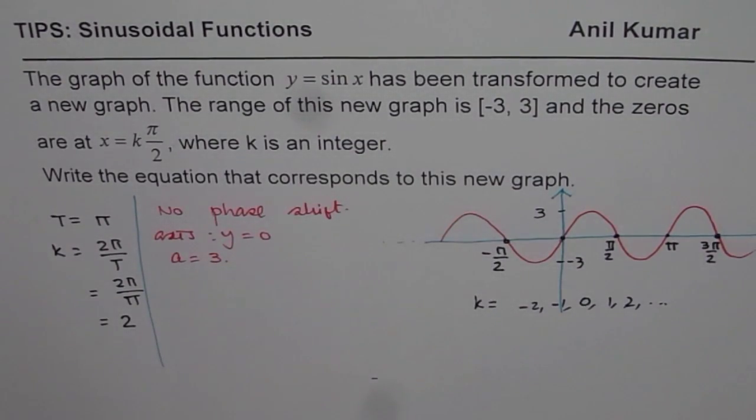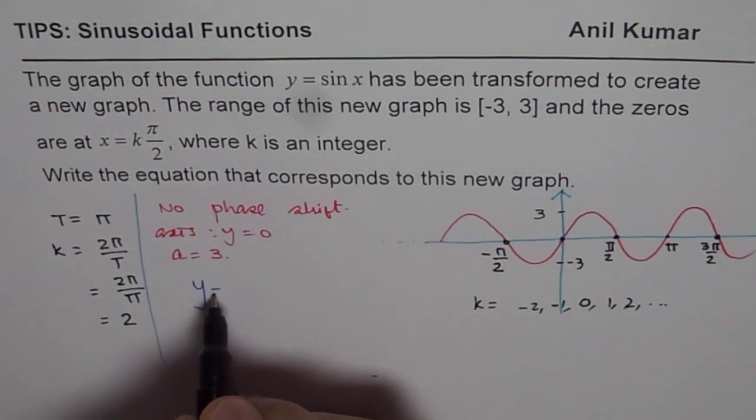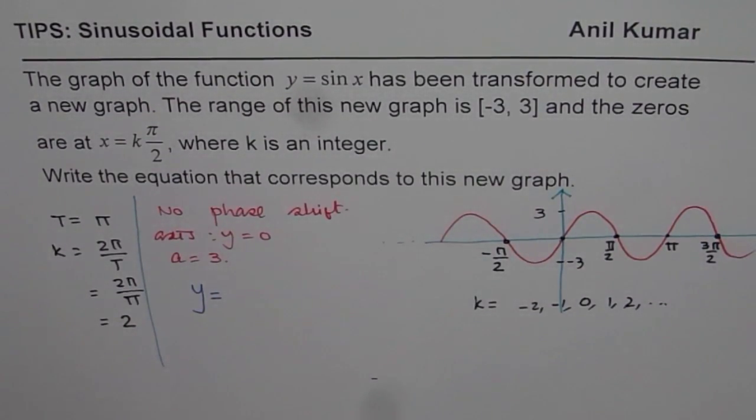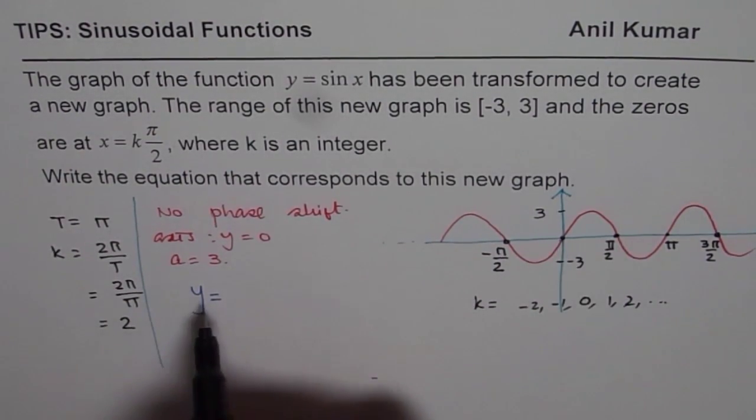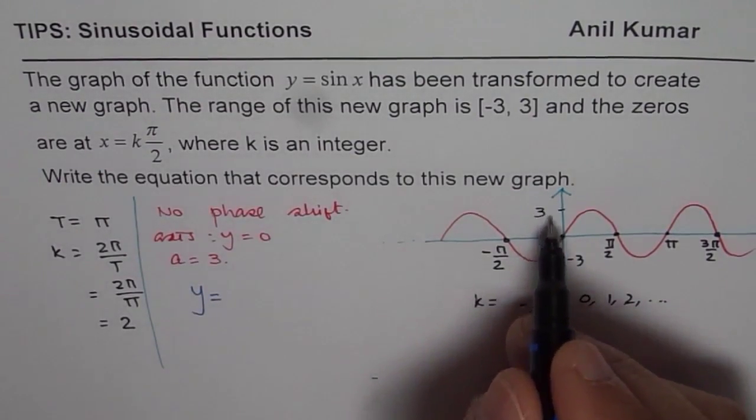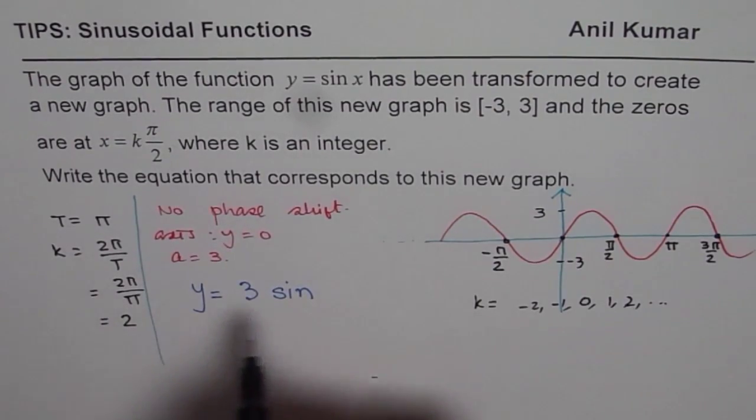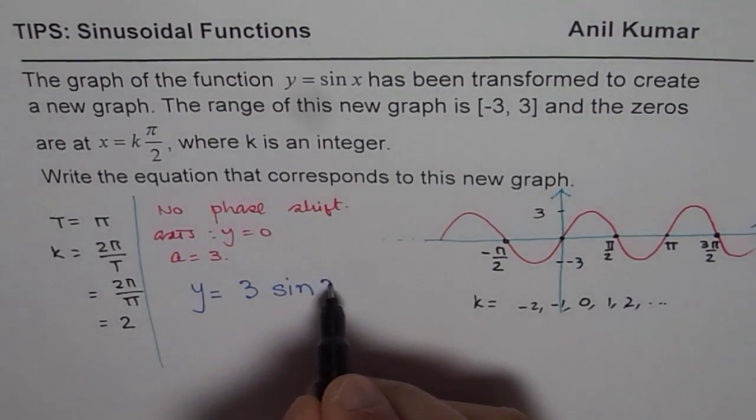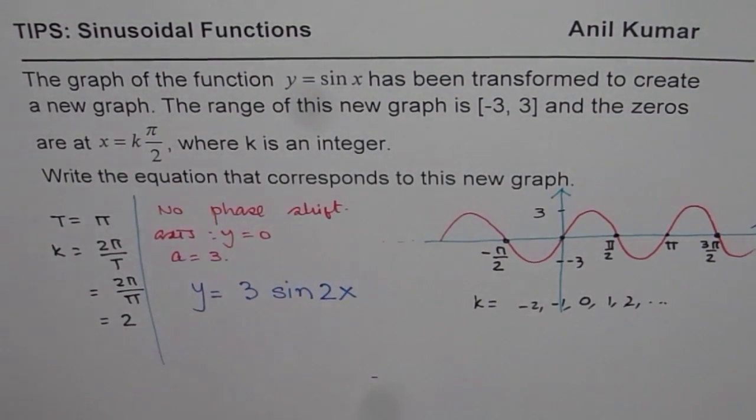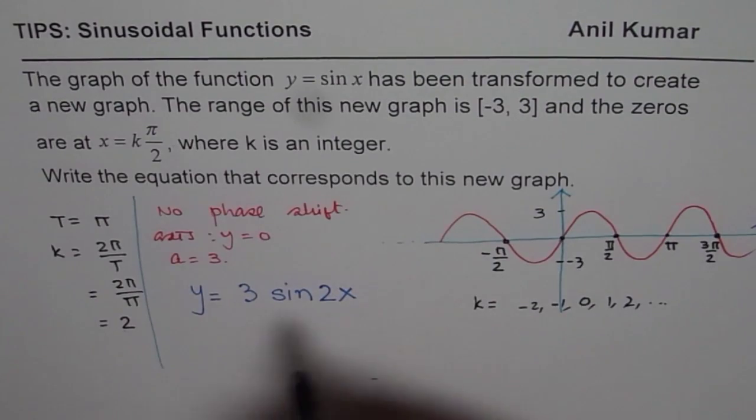So combining all these terms, we can now write the equation as y equals, the time period has changed, and amplitude has changed, so 3 for amplitude, sine, and 2 times x, since the k value is 2. So y equals 3 sin 2x is the right solution for this particular question.